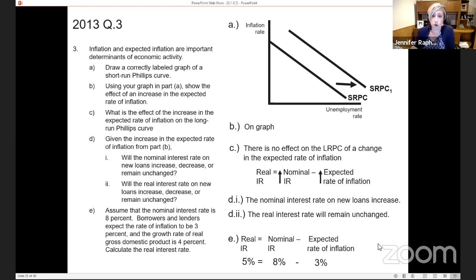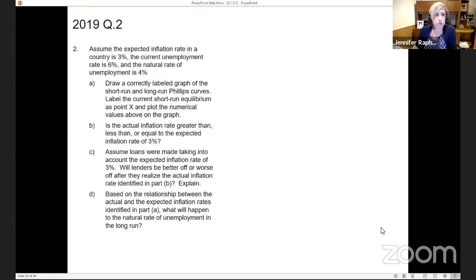Let's just do one more quickly, because I really want you to see how including some expectation of inflation in your short run Phillips curve is going to help you answer these questions. We're told to assume that the expected rate of inflation in a country is 3%, the current unemployment rate is 6%, and the natural rate of unemployment is 4%. We have to draw a correctly labeled graph of the short and long run Phillips curves, label the current short run equilibrium as point X, and plot the numerical values on the graph.